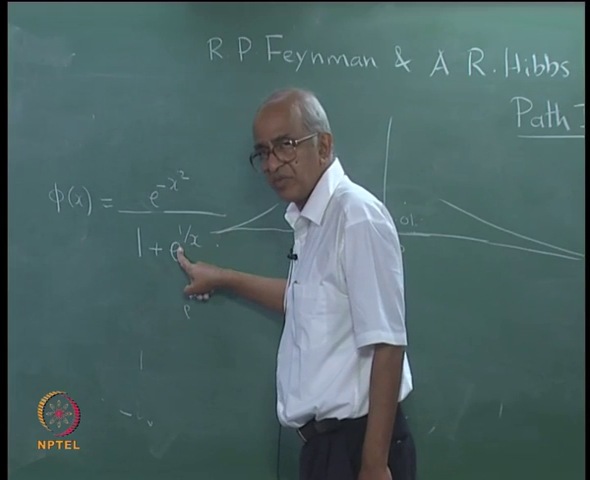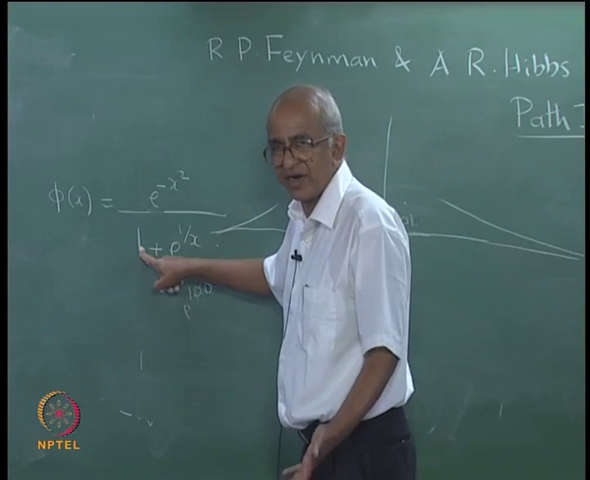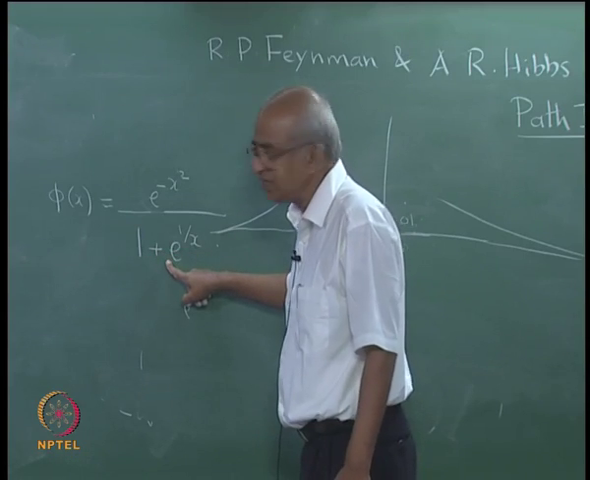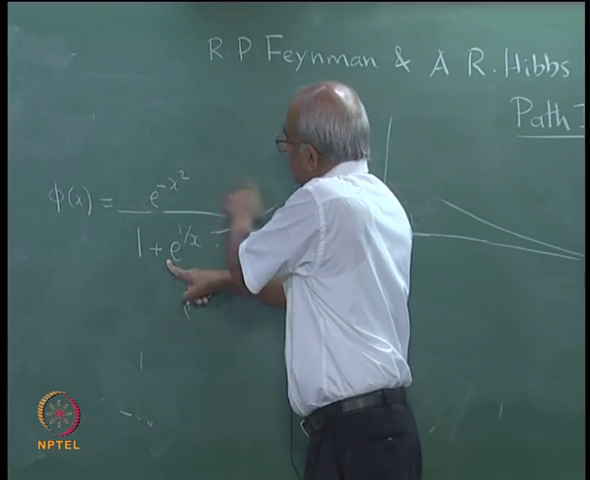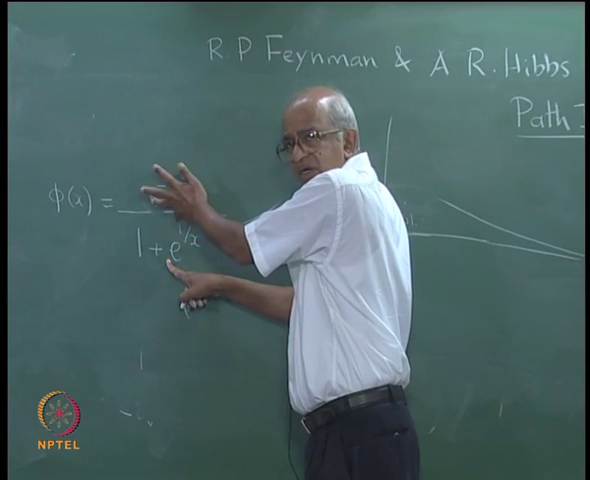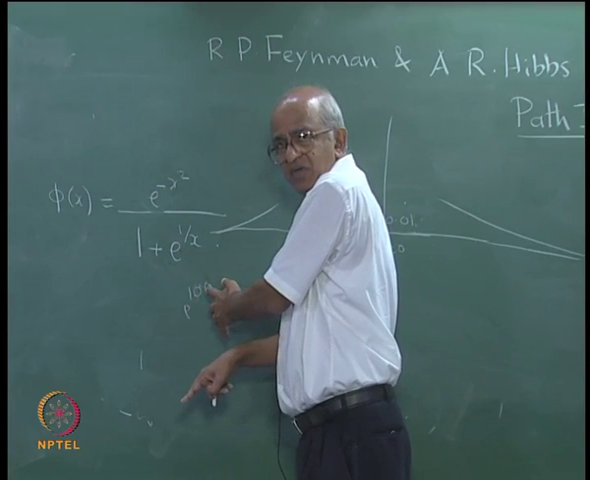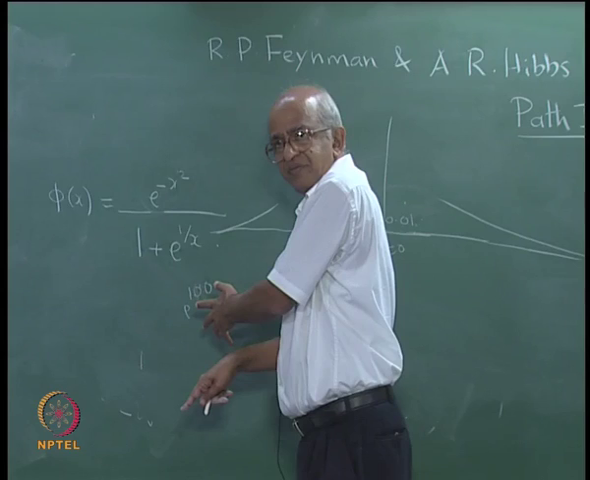Here I am going to have e to the power of 100. e to the power of 100 plus 1 is e to the power of 100 itself, because it is such a huge number. And if x is very close to 0, this is almost 0, so the e to the power of that will be 1. So you will have 1 by e to the power of 100, which is extremely small.